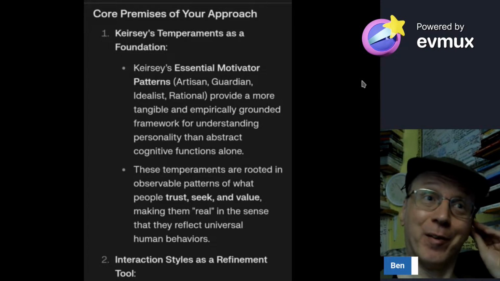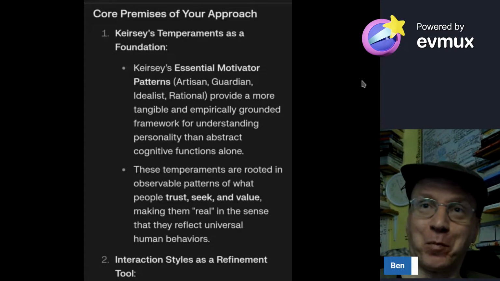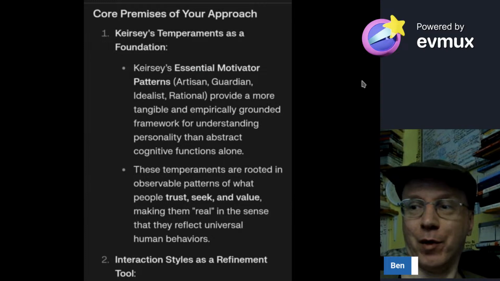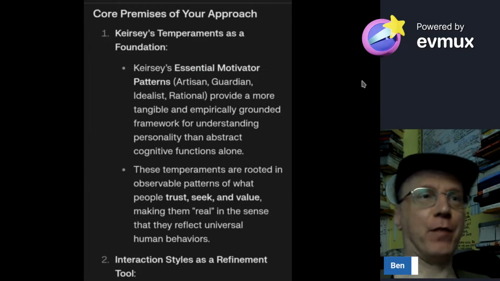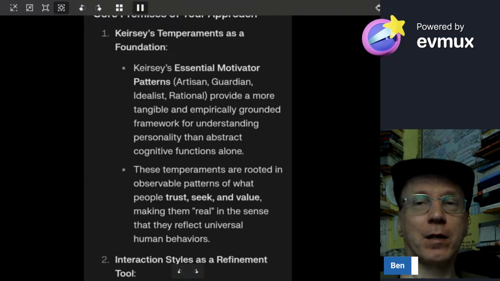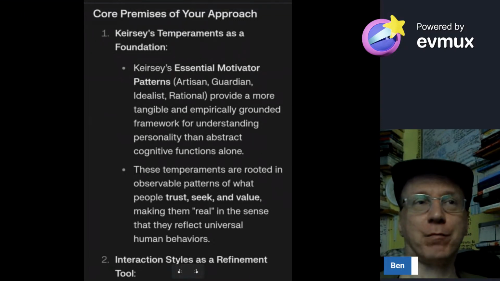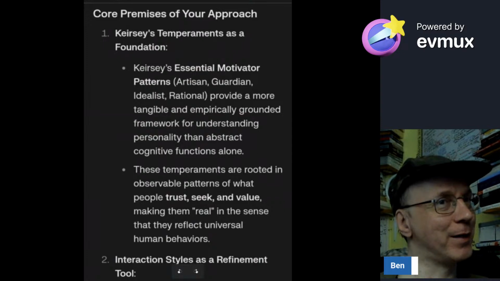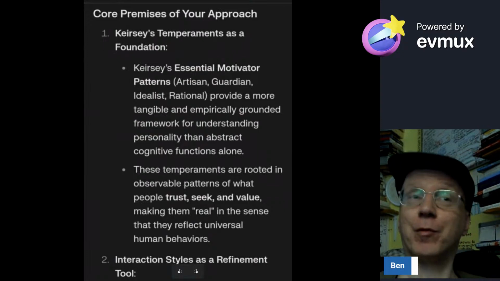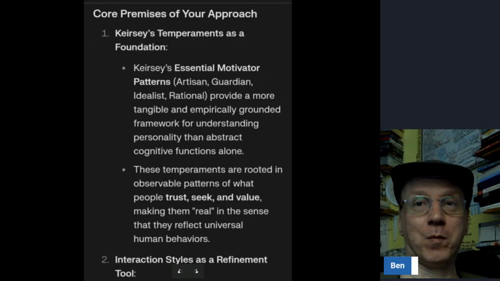And these motivations are real. It's not as if when somebody says, oh, I seek knowledge, I've never heard that before, or I seek success. They're not made up motivations, whereas functions can be made up if you're trying to divine them. I'm looking at you, Socionics Model A.